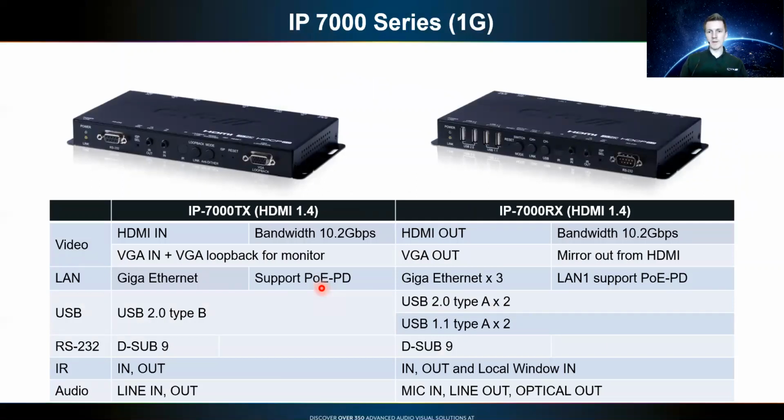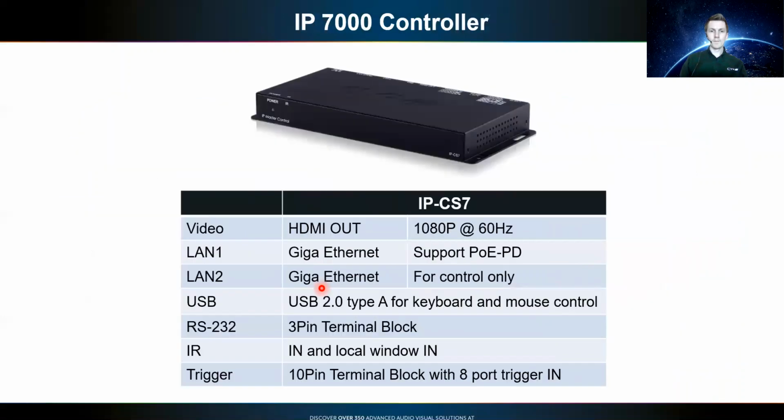Here's just a bit of a specification overview of the IP7000TX transmitter and the IP7000RX receiver. And here we go, this is then the CS7 controller. 1080p output. Obviously for a controller, it doesn't need a huge amount more than that. All of these devices will run with PoE as well, up to 100 meters either side of the network switch.